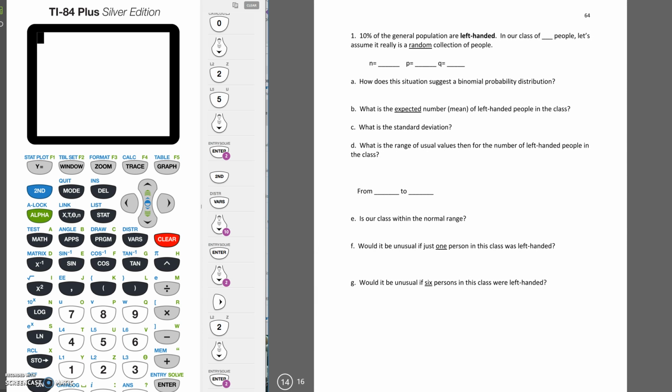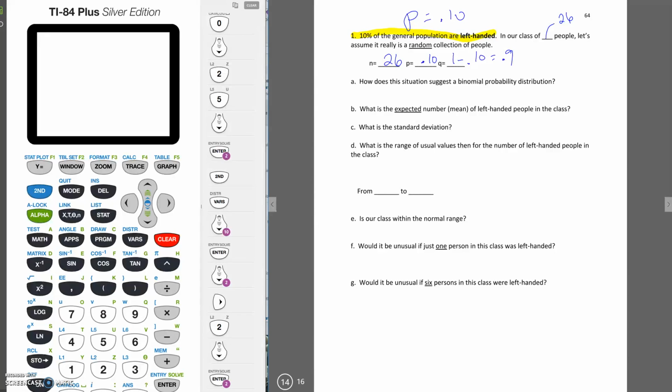So this is a problem that would normally be done in class, so we're going to have to make up some numbers, but that's okay. So it tells us that 10% of the general population is left-handed. So if we're talking about if a person is going to be left-handed, that'll give us a p of 0.10. Okay, so let's just say we have 26 people in our class. I'm going to assume that it's a random collection of people so that the trials are independent and everything. So our n here is going to be 26. Our probability of being left-handed was 0.10, which makes our q 1 minus 0.10, or 0.9.